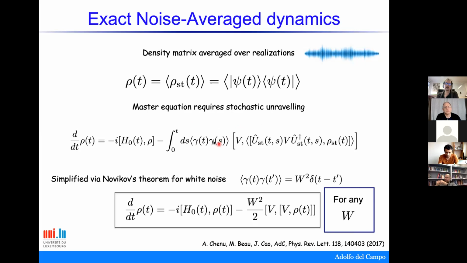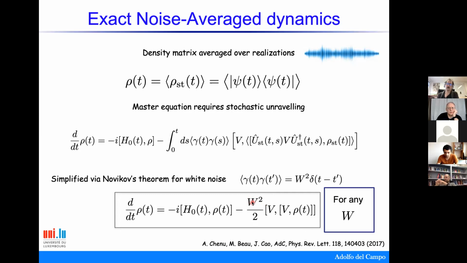In principle this is hard to solve, and it looks like we have not gained much, unless we consider the white noise limit, where the noise is correlated with a delta function. If we call W the strength of the noise, then with no approximations, in an exact form, we end up with a very simple dephasing master equation. What is crucial here is that this was the deterministic part of the Hamiltonian, and B, the fluctuating operator, comes out here in this double commutator. This is just dephasing, so we expect it to suppress coherences in the eigenbasis of B. And what is important, for those coming from the traditional theory of quantum open systems, is that this derivation is valid for any value of W. It's not limited to weak coupling, as in the standard theory of open systems.